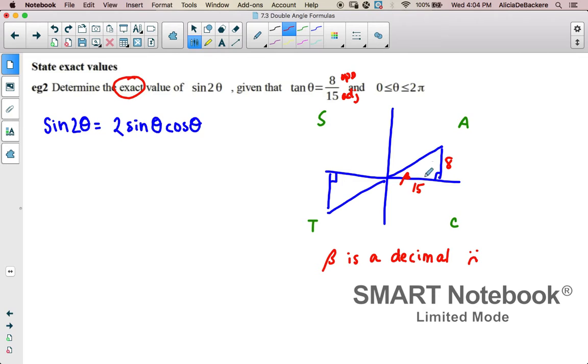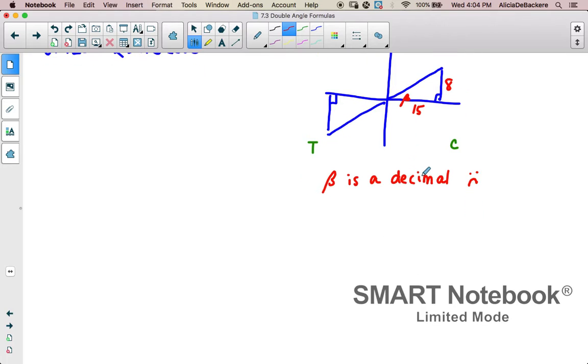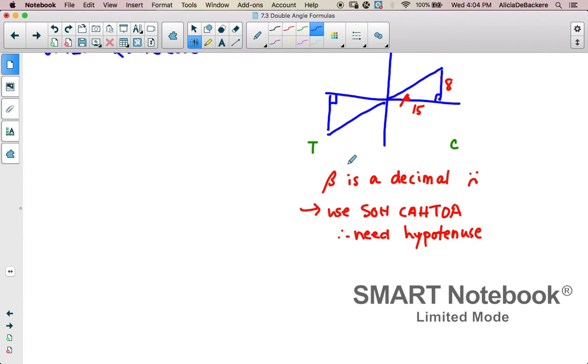So what I'm going to do instead is think about the fact that, well, if tan is opposite over adjacent, I can also figure out sine and cosine using opposite, adjacent, and hypotenuse. So I wish I knew the hypotenuse. So I'm going to use SOHCAHTOA, and so therefore I need the hypotenuse. All right, so let's figure out the hypotenuse.